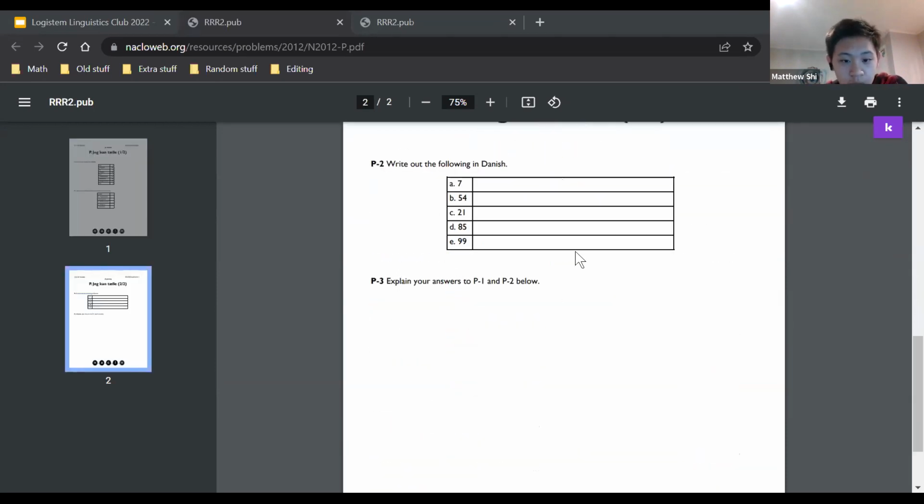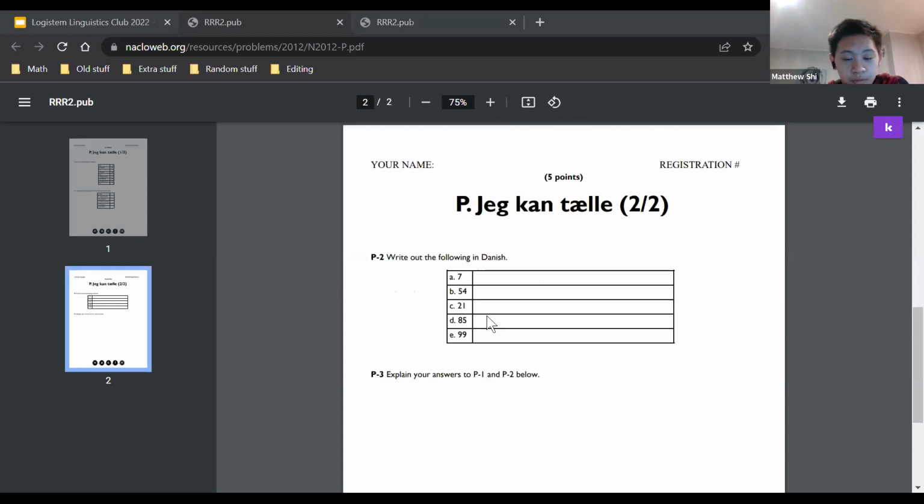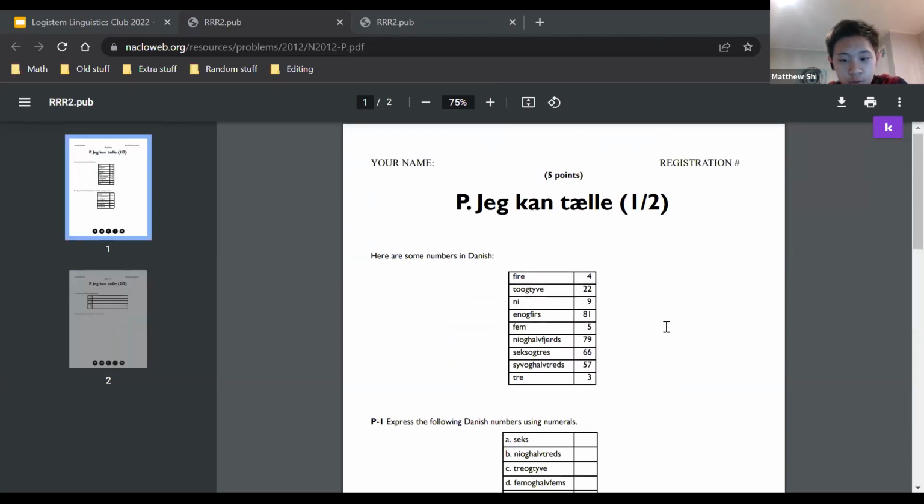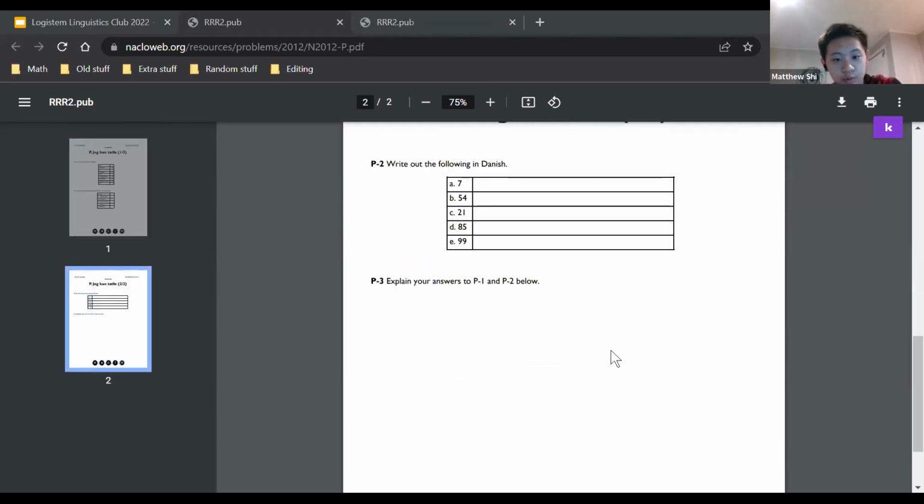So we want to write out the following ones in Danish. All of this will be derived from the initial table. When in doubt, refer back to this table, see if you can find the patterns. If you can't find it, it'll be explained after this problem.